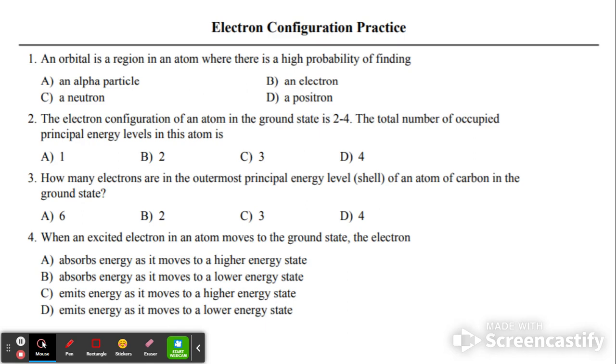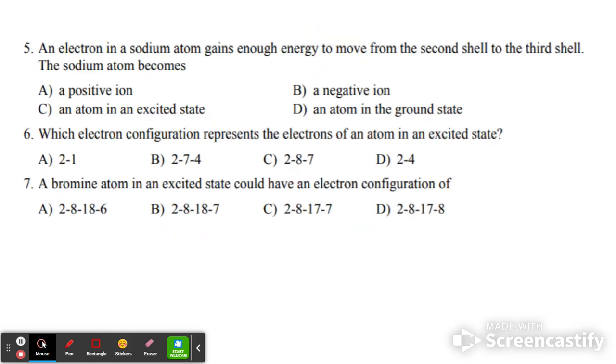So for question 4, the electron emits energy because the electron is moving to a lower energy state. The answer for question 4 is D. Question 5. An electron in a sodium atom gains enough energy to move from the second to the third shell. Since it is moving from a region of lower to higher energy, it is becoming an atom of the excited state. The answer for question 5 is C.